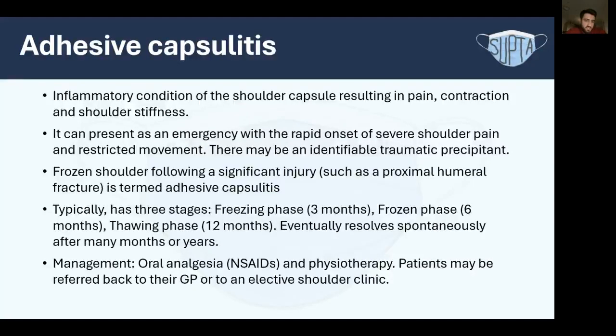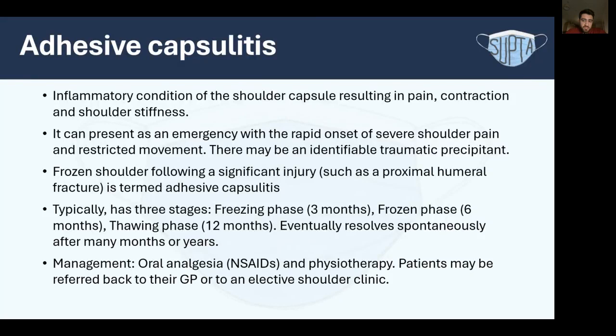Typically, it has 3 stages. This is important. The first stage is the freezing phase, 3 months, then the frozen phase for 6 months, and the thawing phase for 12 months. And it eventually resolves spontaneously after many months or years. So in the freezing phase there is increased pain. It is worse at night. You may find it in questions. And the range of motion is restricted.